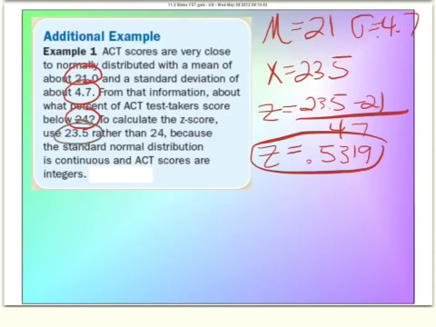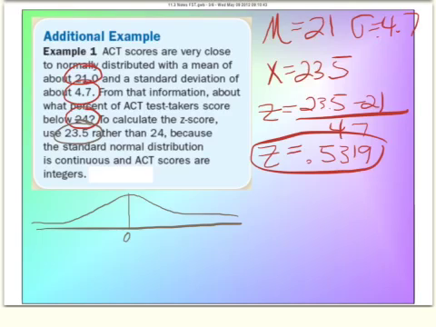So if we plot that on the standard normal distribution, we'll see a curve, looks something like this. Again, this is a Z-score of 0. I'm going to tick in 1, 2, and 3, just so I space it out well. And we'll pop in our Z-score, which is right here, about 0.5319. Now, what is the question? What they want to know is this.